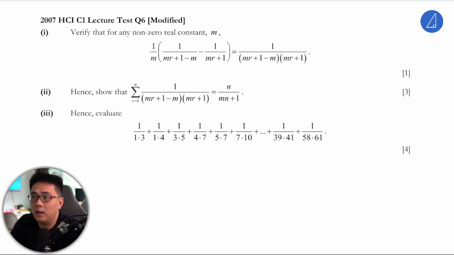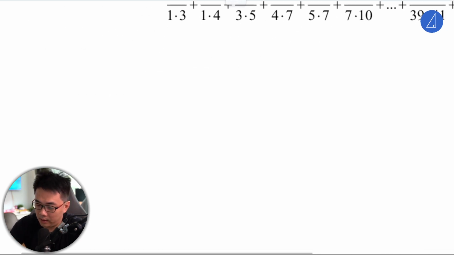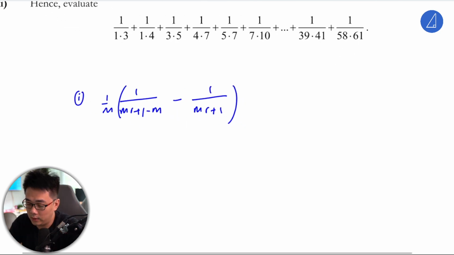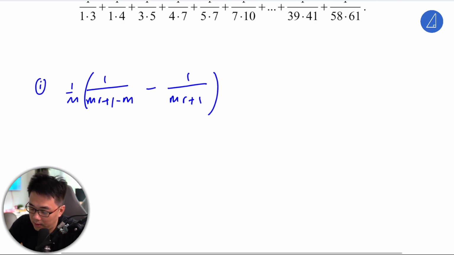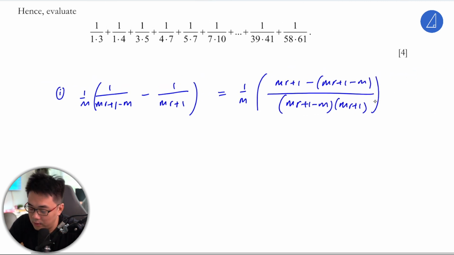I think this is pretty okay. Just gonna verify it. So copy the one on the left and show on the right that it is the same. I think it shouldn't be an issue there. So just copying down. So what we're going to do next is just make it the common denominator. That will be 1 over m multiplied by (mr + 1) minus (mr + 1 - m) over (mr + 1 - m)(mr + 1). Okay, I think shouldn't be an issue there.